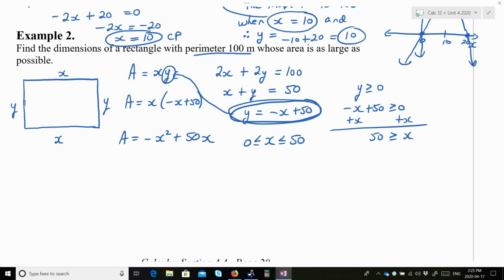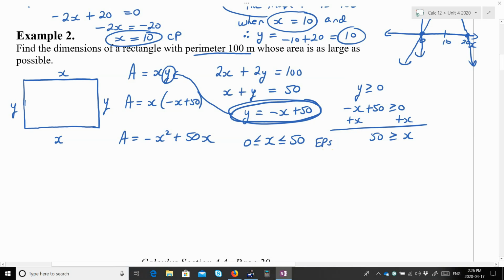In step 4, they say find the interval of possible values for this variable from the physical restrictions in the problem. Okay, so we're finding the interval of possible values of x. So it's got to be greater than or equal to 0 because it's the length of a side, and it has to be less than or equal to 50, otherwise it will start making the y length negative. Alright, so there's the interval.